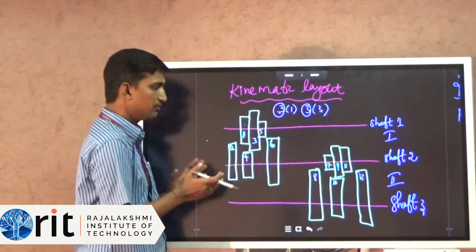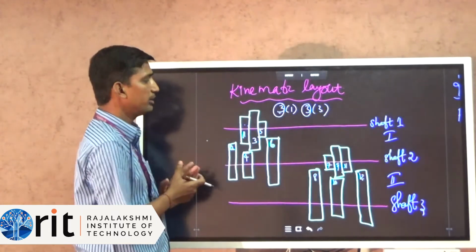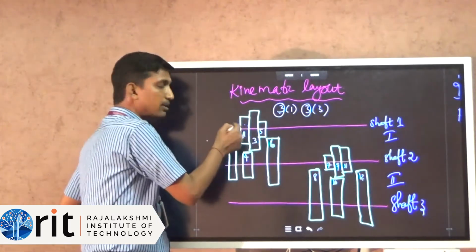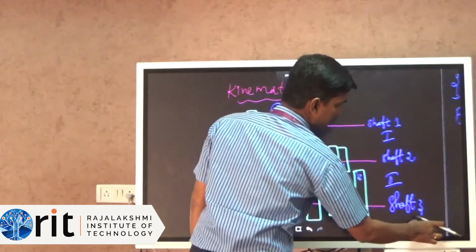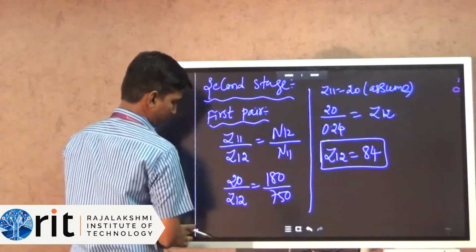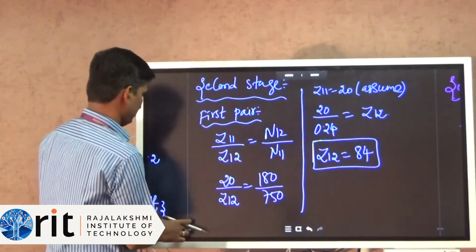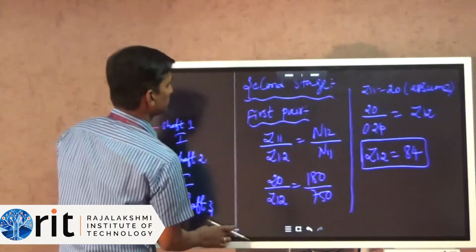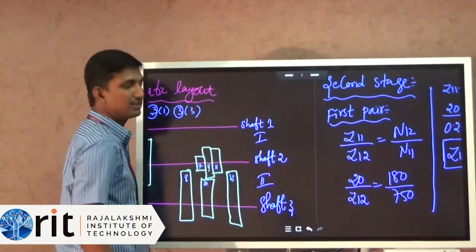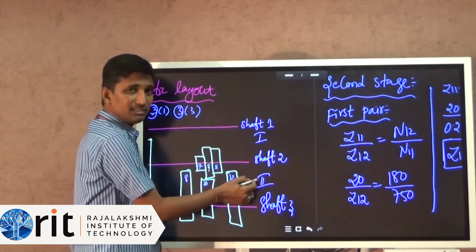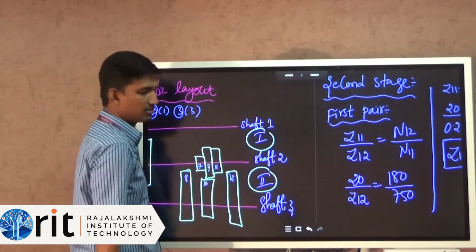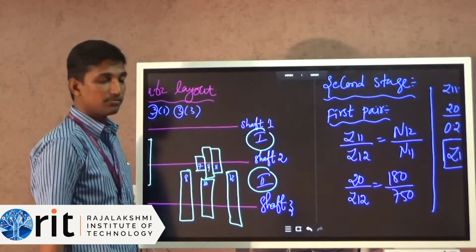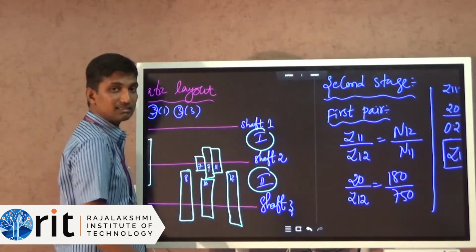After finishing this kinematic layout, now I am going to find out the number of teeth in this particular gear. This is the second stage. You can easily see that this is the second stage, and this is the first stage. Now for the calculation purpose, first I am going to take the second stage.